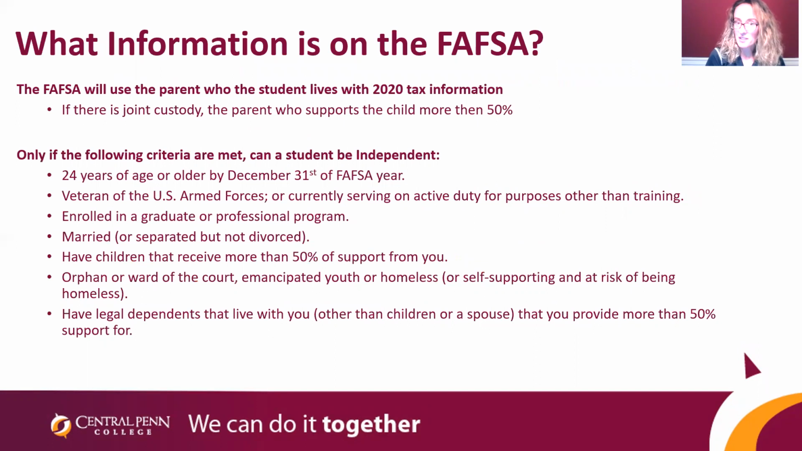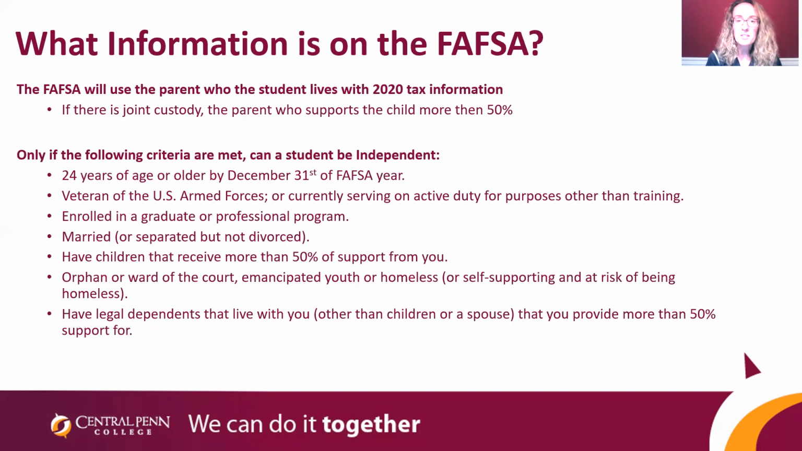So what goes on this FAFSA form? Well, this year, it's your 2020 tax information. So we get a lot of questions about, well, whose information? So if the student lives in one household, then we're looking for that household income information to include stepparents. So if the student lives with mom and stepdad, it's not just mom's information that goes on the FAFSA, it's mom and stepdad. Again, we're looking for the household. If there's joint custody, we recommend using the parent who supports the child more than 50%.